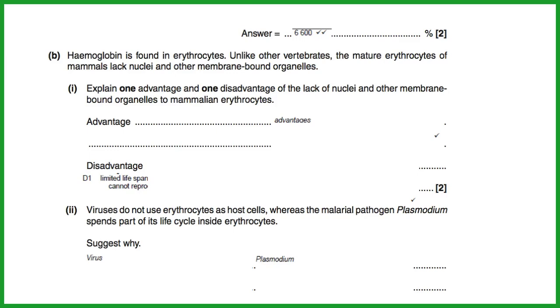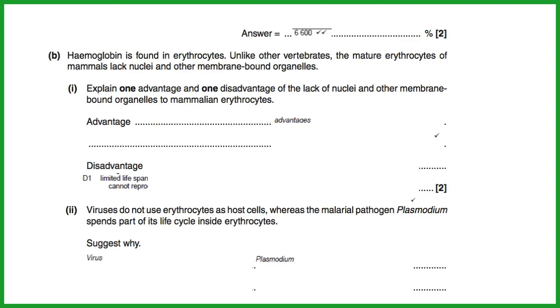Now, hemoglobin is found in erythrocytes. Unlike other vertebrates, the mature erythrocytes of mammals lack nuclei and other membrane-bound organelles. So it lacks things like mitochondria, which are the other membrane-bound organelles that they're referring to here. So explain one advantage and one disadvantage of the lack of nuclei and other membrane-bound organelles.